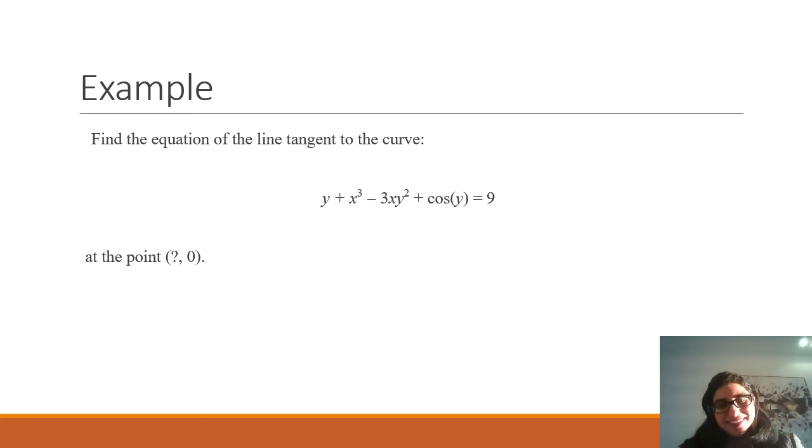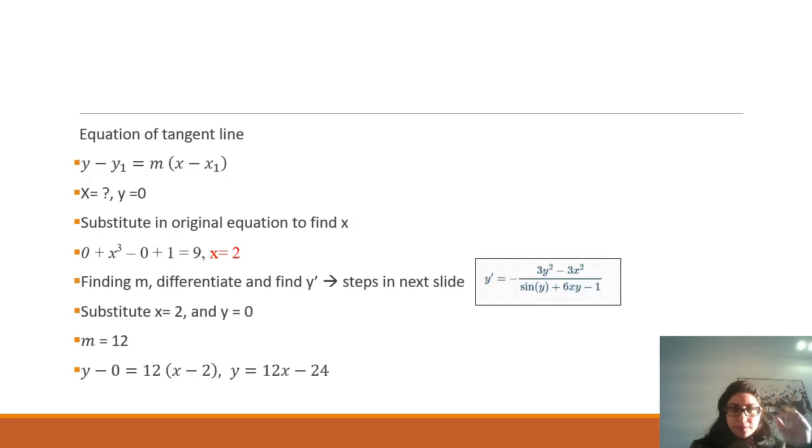Breathe. This is another example. I hope you are not bored by now. Find the equation of the tangent line to this curve. Okay? And then he said at the point, question mark, I don't know the point, and y equals 0. Okay? By now you should know the steps. Find equation. I need x and y. I need m. m is the derivative of this function. This function requires implicit differentiation because I have the y inside. This is what I'm going to do.